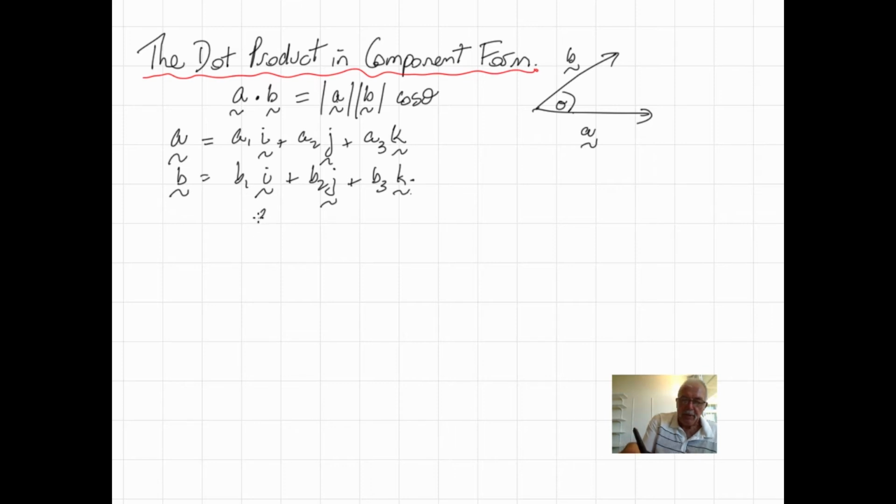It can be shown, and I'm not going to go into the proof, that A dot B, now that we've got component form, is simply A1 B1. You just multiply the i components, you multiply the j components. This also applies for 2 dimensions, so even if you don't have the k's, it would be just that if it was 2 dimensions, plus A3 B3.